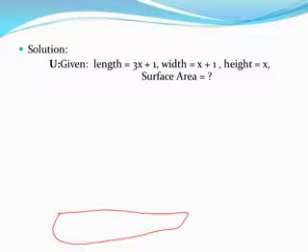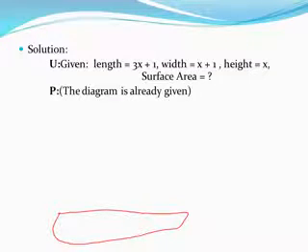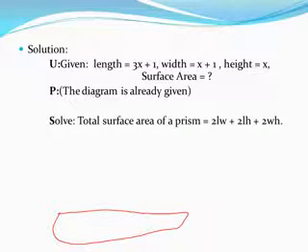Our first step, the U. Okay, we have here our given. The length is 3x plus 1, the width is x plus 1, and the height is x. We are asked to find the surface area of the prism. Second step is plan a strategy, or we will make a diagram. But in this problem, the diagram is already given. Let's proceed to the third step. We can solve the problem now.